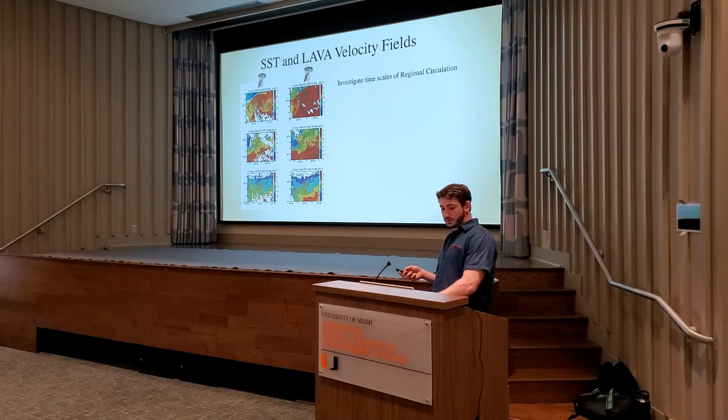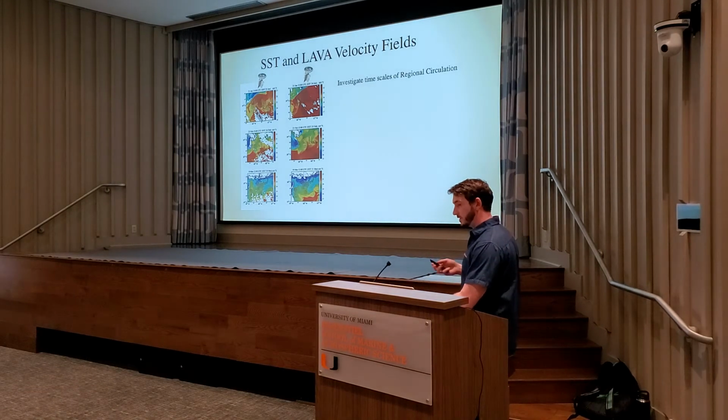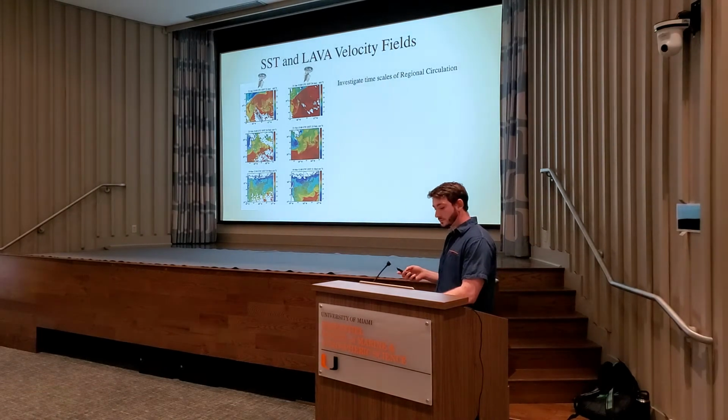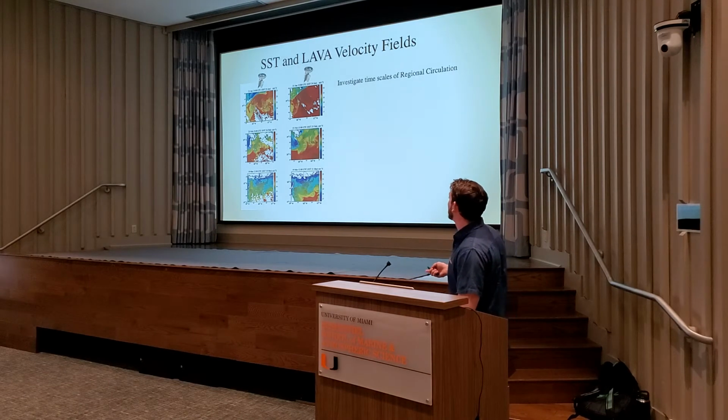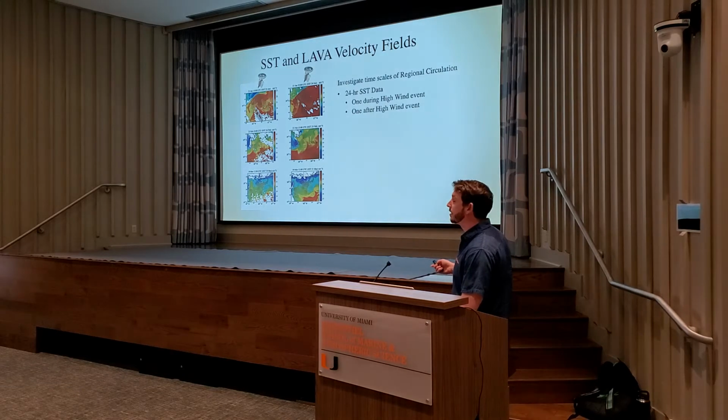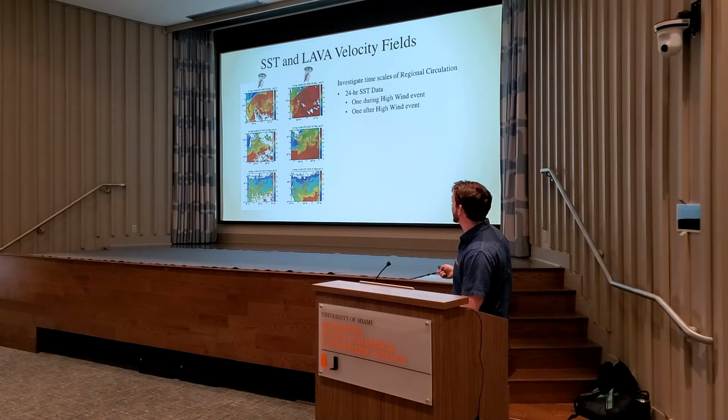So now that we have these Eulerian velocity fields, we have to investigate the timescales of them a little bit. Here I've plotted the drogued drifter velocity fields on both columns. One has sea surface temperature during the high wind event plotted under it, and one has sea surface temperature after the high wind event plotted on it.